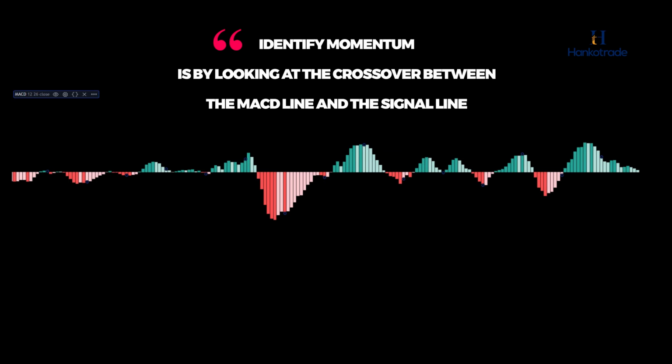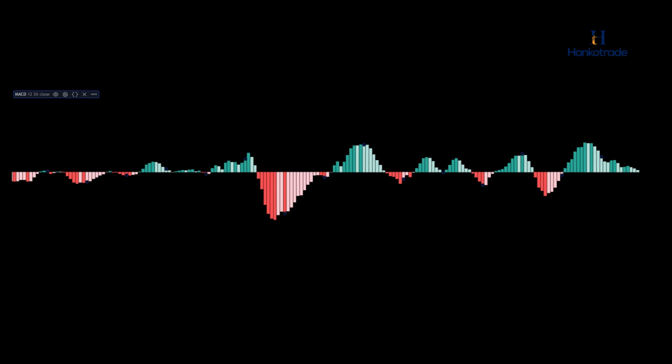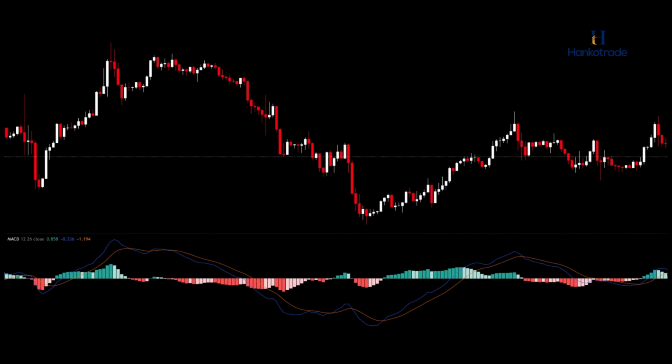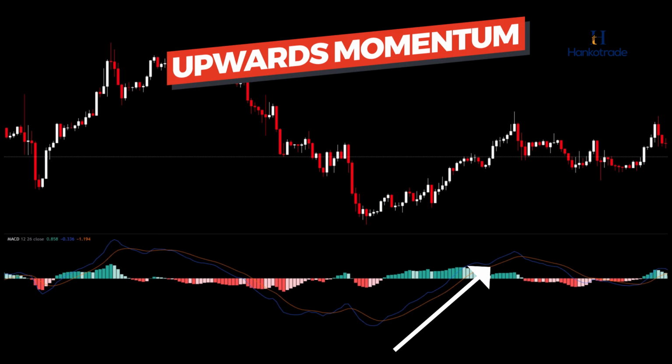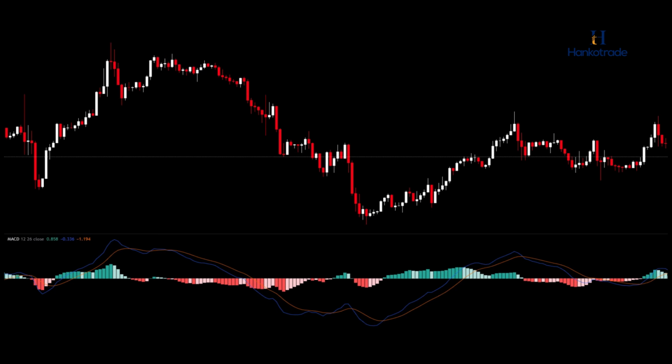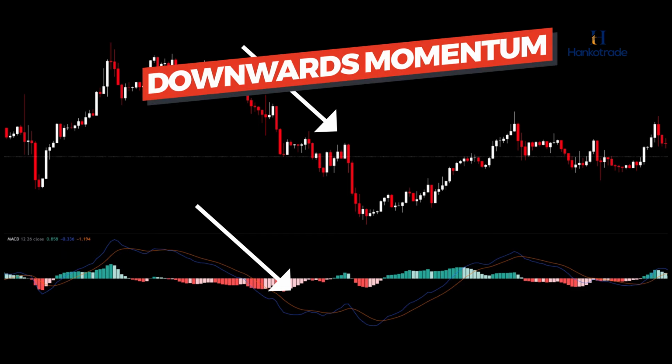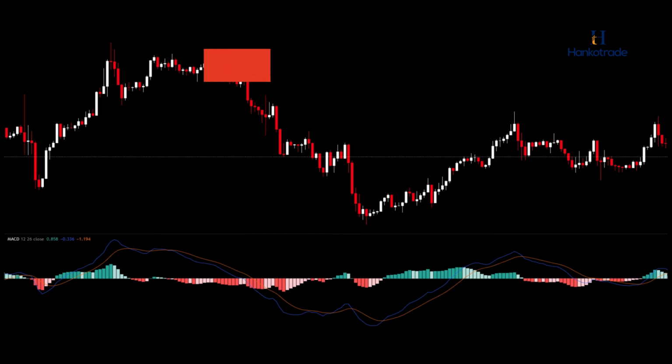Traders utilize this indicator to identify momentum by examining the crossovers between the MACD line and the signal line. Let me illustrate this with an example. If the MACD line crosses above the signal line, it indicates that the market is experiencing an upward momentum. Conversely, if it crosses below, it indicates that the market is in a downward momentum.